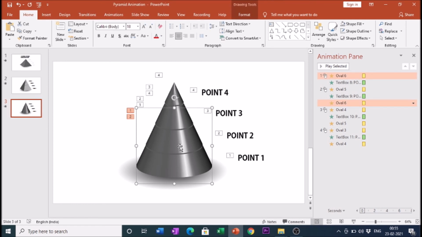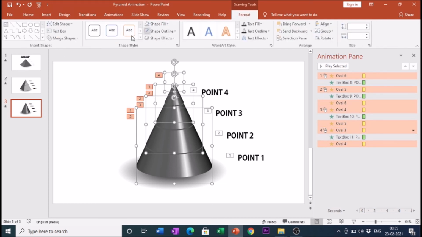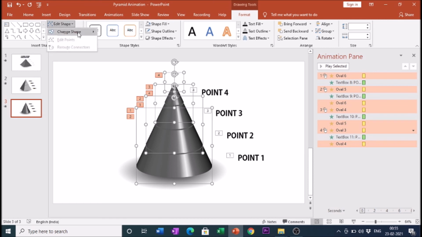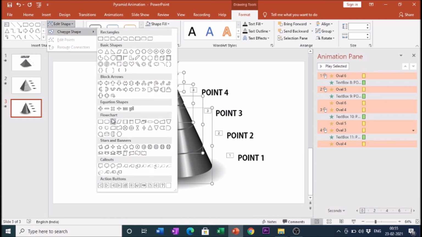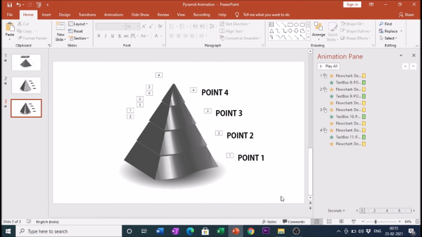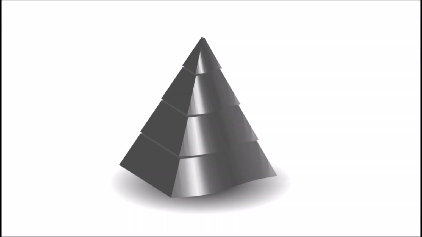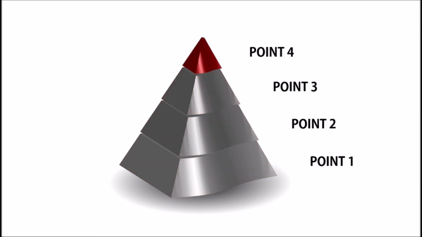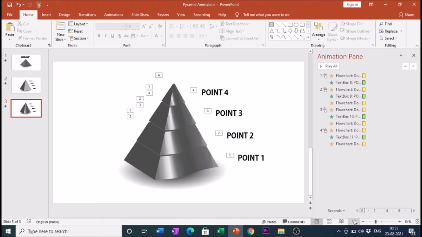Again, I'll just show it to you by selecting all the 4 levels of the pyramid. I go to format tools, edit shape and change shape, and this time I will select something from the flowchart options. Which is this flowchart document type, and there you get a beautiful shape like a pyramid, not exactly like a pyramid but a beautiful shape of the document. So isn't this a very beautiful way to present points to your audience?